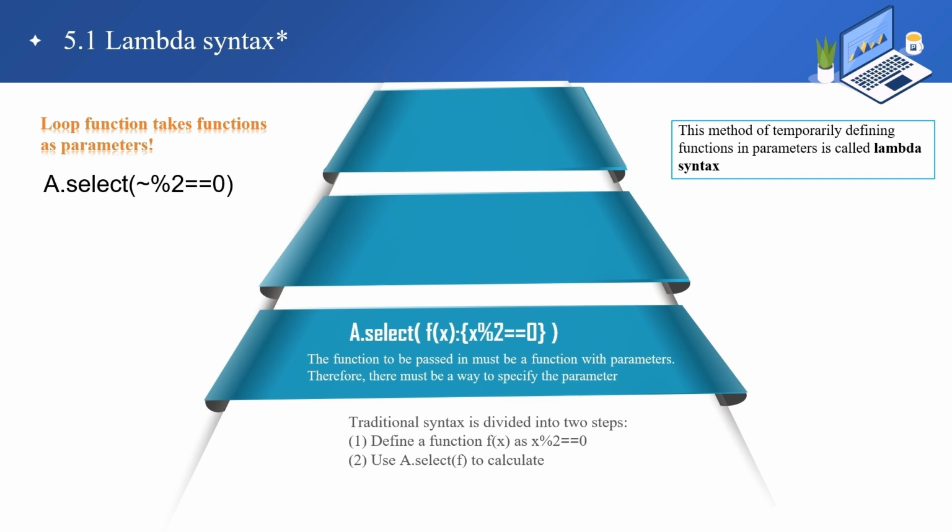There are still problems. The function to be passed in must be a function with parameters which are used to refer to some variables like the members of a here. Such variables are generated in the calculation process of the host function, that is the select in this example. Otherwise, if there are no parameters, it should have been calculated before calling the host function. Therefore, in the above f(x):x%2 == 0 in braces syntax, there must be a way to specify the parameter.